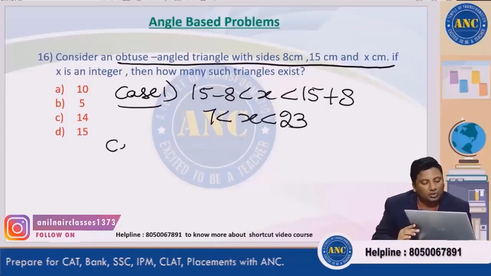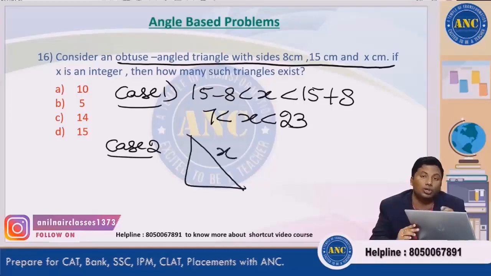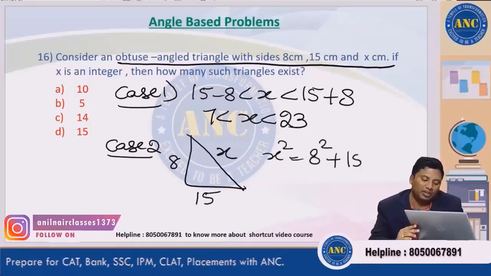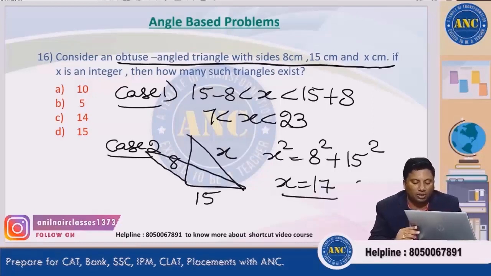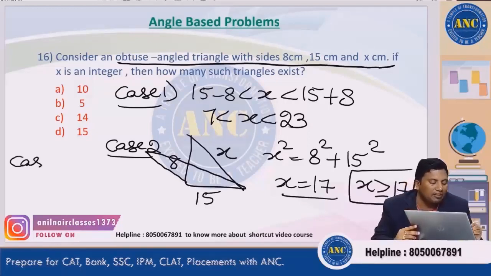Case 2. First make x the largest side. Assume that it is a right angled triangle. With sides 8, 15, x, x square equals 8 square plus 15 square. So the triple becomes 8, 15, 17. X is 17. Because it is an obtuse angled triangle, the hypotenuse will grow. So x is greater than or equal to 17. Second condition we got. Case 3. What if x is not the largest side? So make x the height.